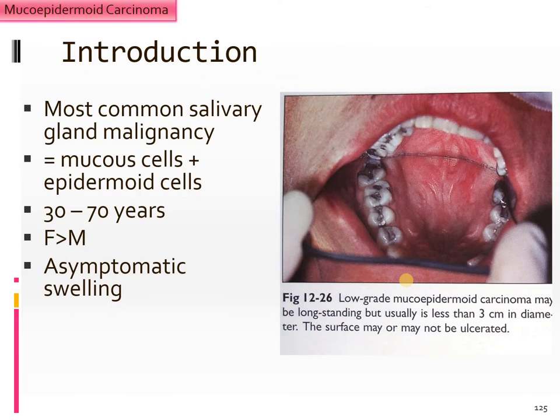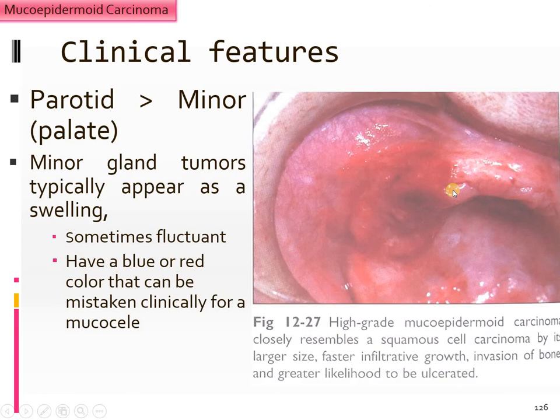As said before, this is the most common salivary gland malignancy, and it occurs in the age group of 30 to 70 years, with a slight female predilection, usually seen as an asymptomatic swelling. You can see the image of the palate there, maybe less than 3 centimeters in size. The parotid seems to be more involved, followed by the palatal region. The minor salivary gland tumors usually appear as a swelling which may be fluctuant and have a characteristic bluish color, which can be mistaken for a mucocele.